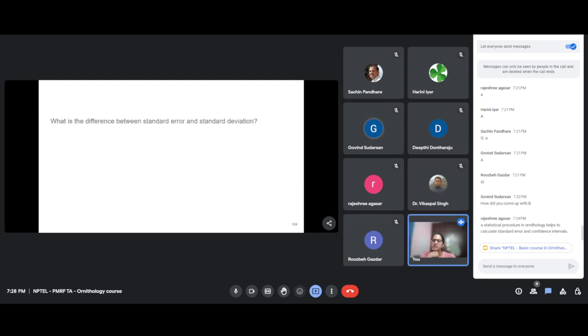Okay, so what is the difference between standard error and standard deviation? So everyone knows how to calculate standard deviation, right? No? So we have variance.